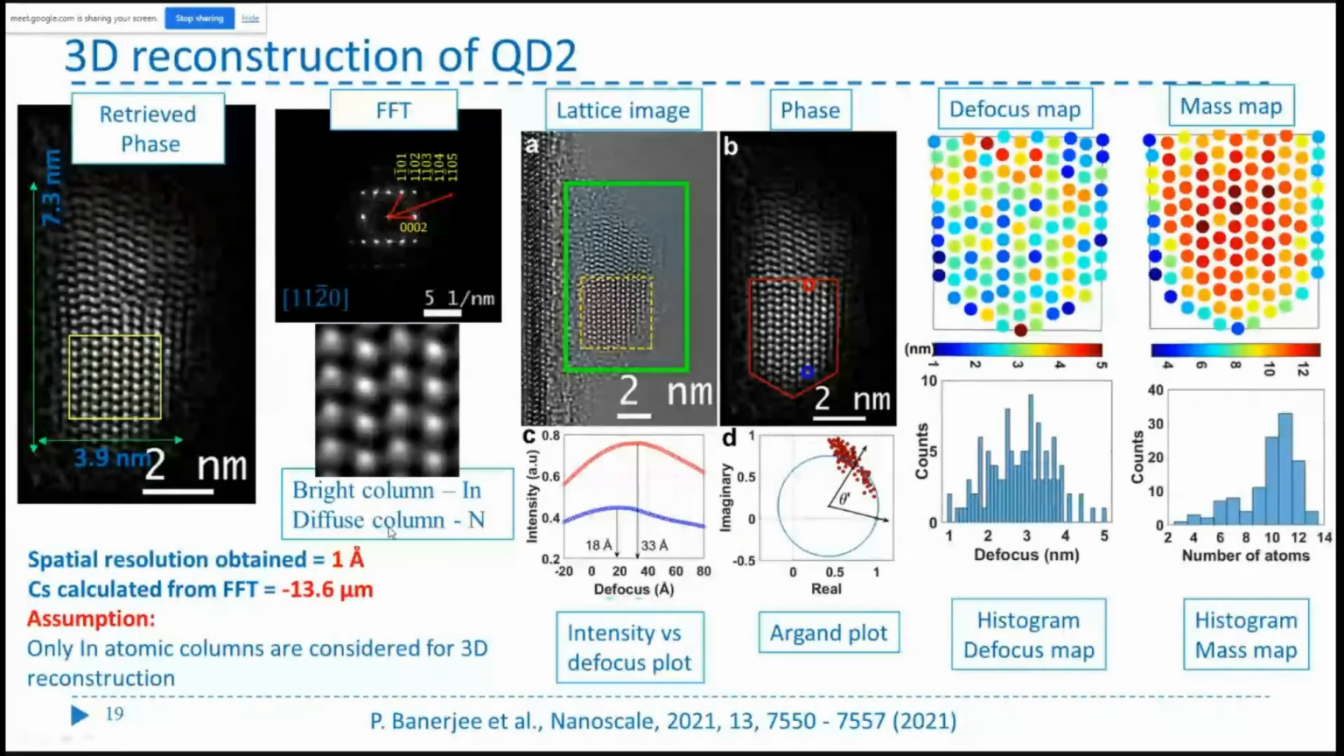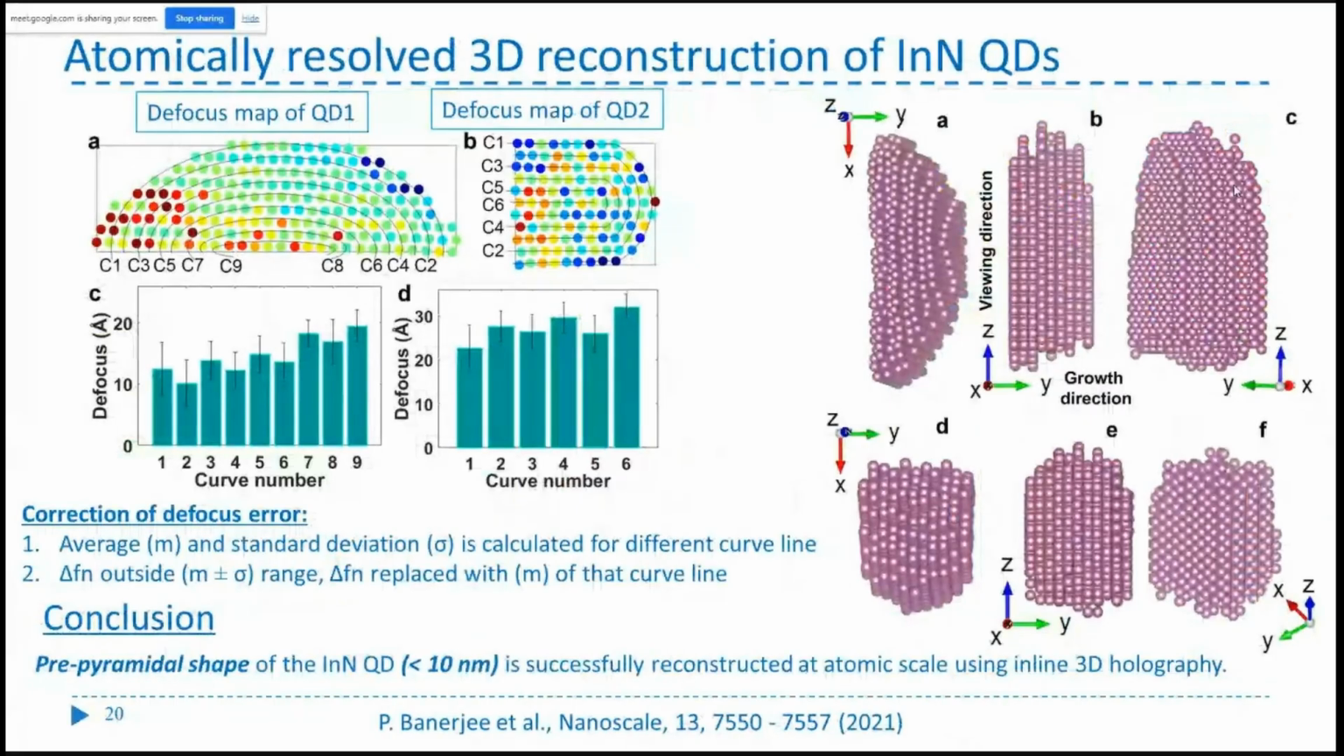So here also the same thing: the bright column is indium, and this diffuse thing is nitrogen. We have taken this region because it has a different direction, 112̄0. We were interested in it, so this is the defocus map and mass map. Now you see, we didn't touch the mass map. We didn't try to correct the mass map. We tried to do some correction for the defocus map. So let's see what we have done.